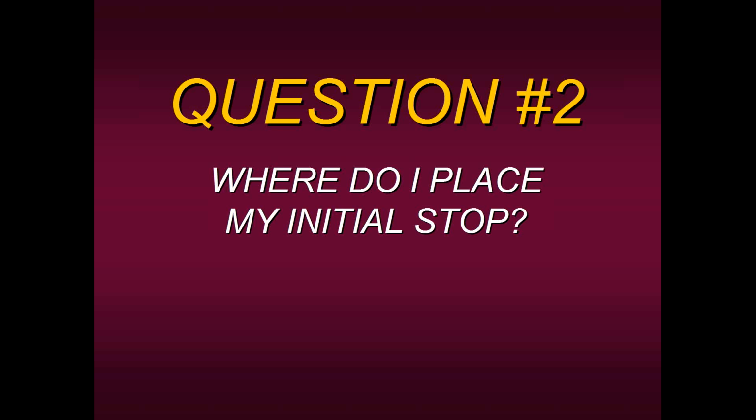Question number 2, we have to find out what happens if we're wrong. What happens if it doesn't work out? Because just because we're on the right side of the market does not give us any guarantee. We all know that there are no guarantees in the market. So where do we place our stop if we're wrong? Where are we going to be getting out?